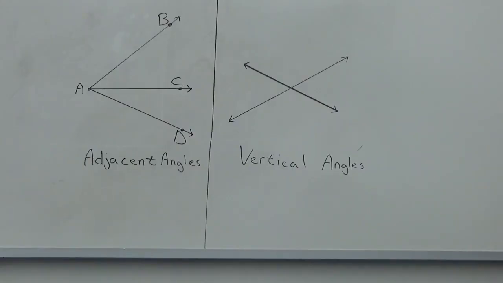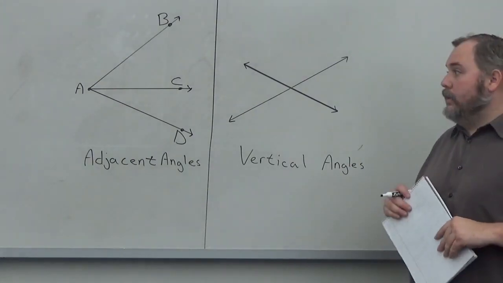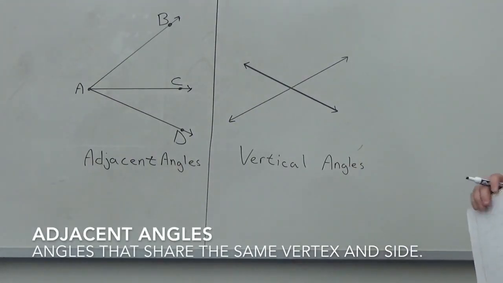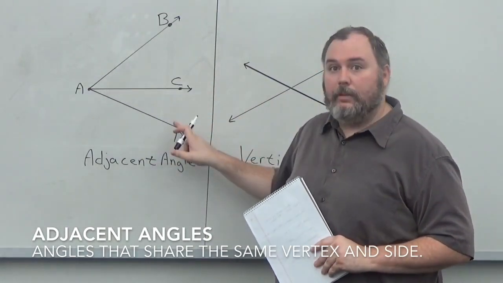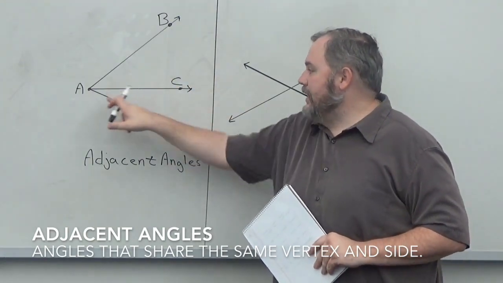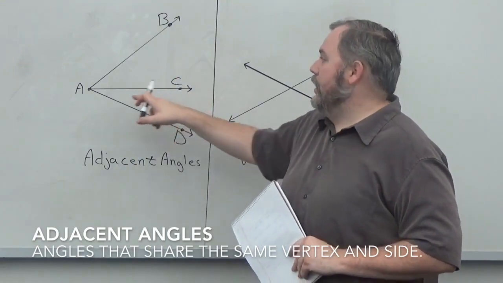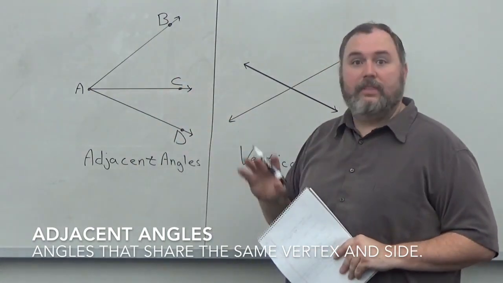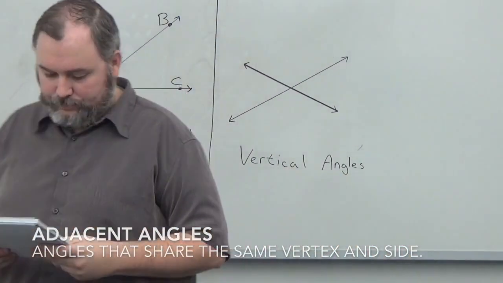Our next two angles are what we call adjacent angles and vertical angles. Now, adjacent angles are simply this. They're when two angles share a common side. So we see two angles, BAC and CAD. They have a common side of AC. All right, that's all an adjacent angle is. They share a common side.